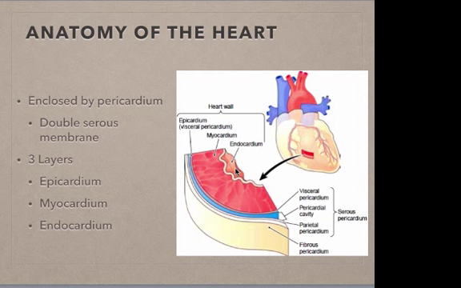We've seen these prefixes before, so remember that epi is the outer covering, like in epidermis. Endo means inner, and then myo is muscle.